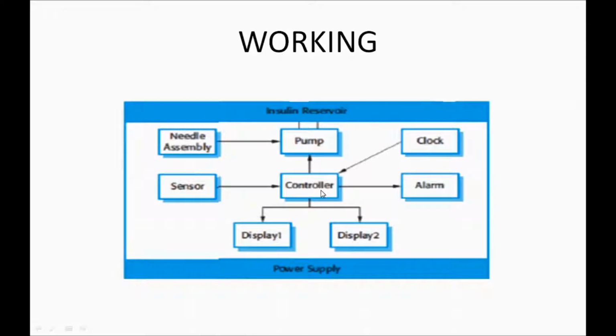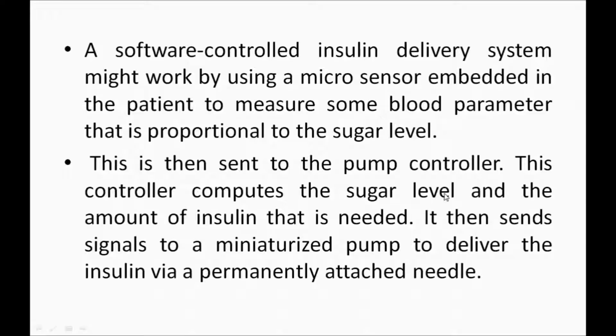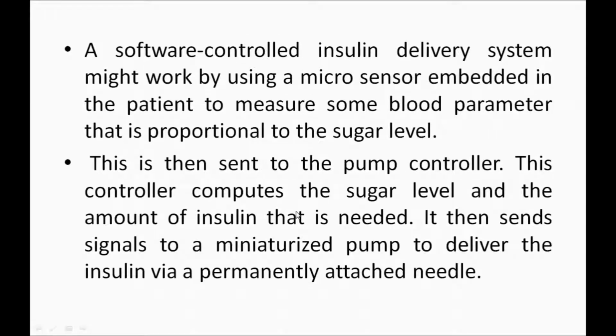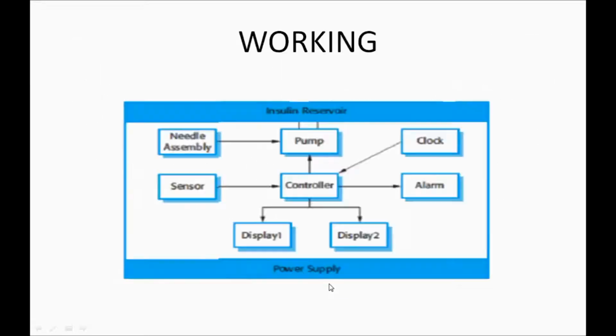So the controller, what does it do next? This controller computes the sugar level and the amount of insulin that is needed. So controller will compute the amount of insulin. Next, it then sends the signal to a pump to deliver the insulin through a permanently attached needle. Getting, guys? So once the controller has calculated the amount of insulin, it will send the signal to the pump to pump the insulin to the patient using the needle that is attached to the needle assembly.